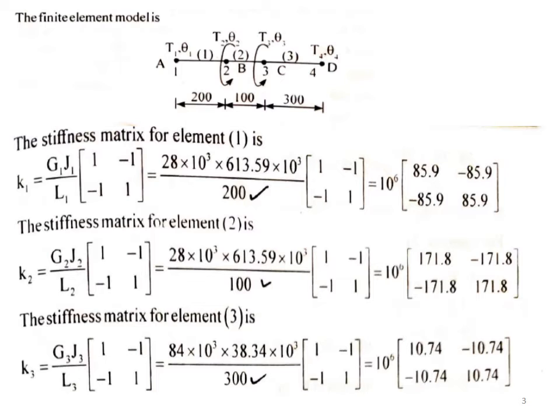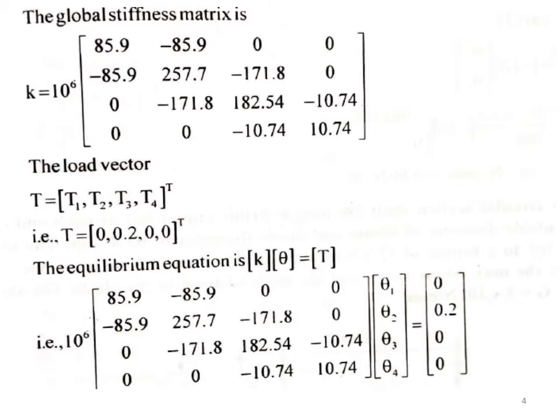Next we have to combine all of these and form the global stiffness matrix. By adding, we get the global stiffness matrix K equal to 10 to the power of 6 times: [85.9, -85.9, 0, 0; -85.9, 257.7, -171.8, 0; 0, -171.8, 182.54, -10.74; 0, 0, -10.74, 10.74].